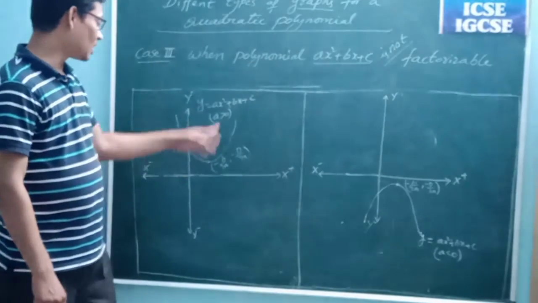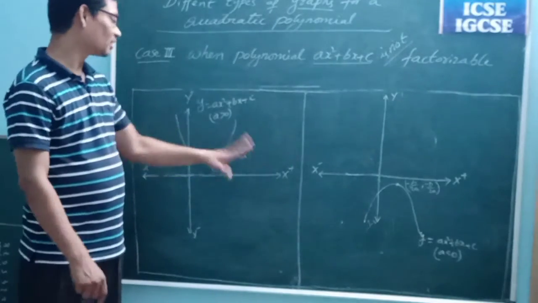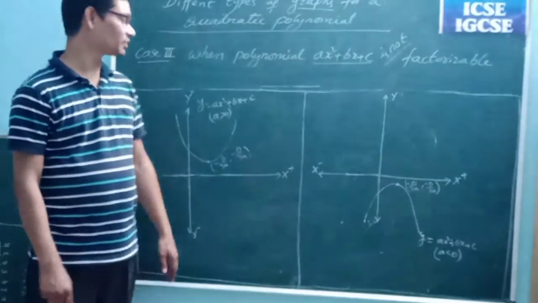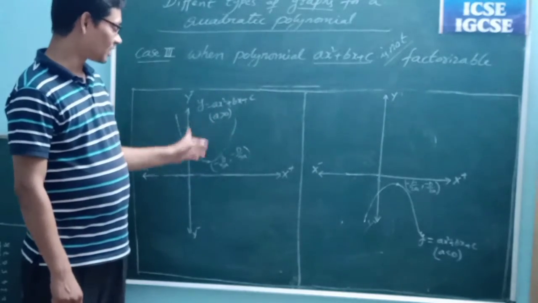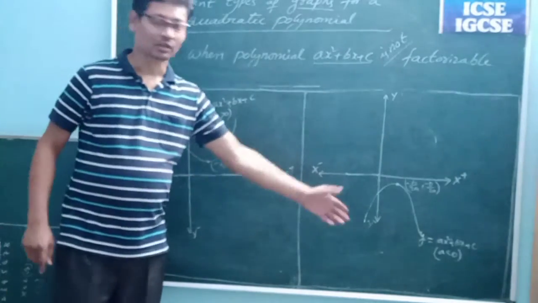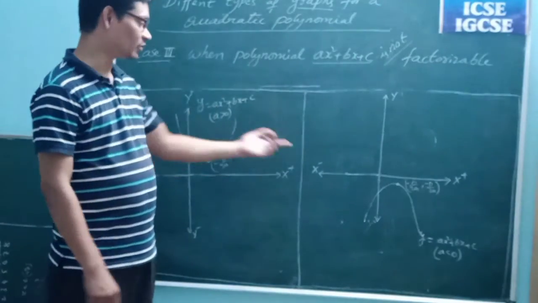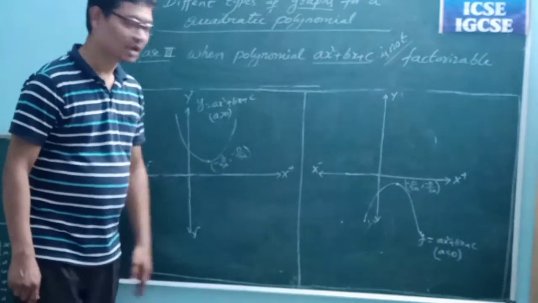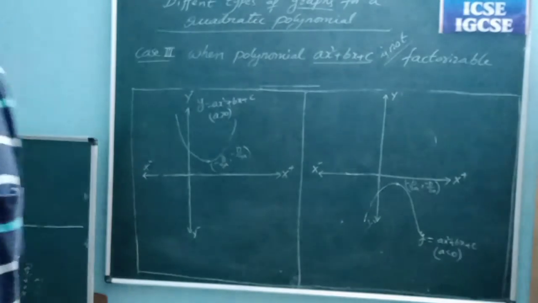If the parabola is not touching at any point, such quadratic polynomials have no real solutions. You can't find the zeros for them. So here this is an upward parabola and this is a downward parabola. As we have discussed, if the coefficient of x square is positive, you will get an upward parabola. If the coefficient of x square is negative, a downward parabola. They are not touching the x-axis at any point. So these are the 6 different types of graphs.